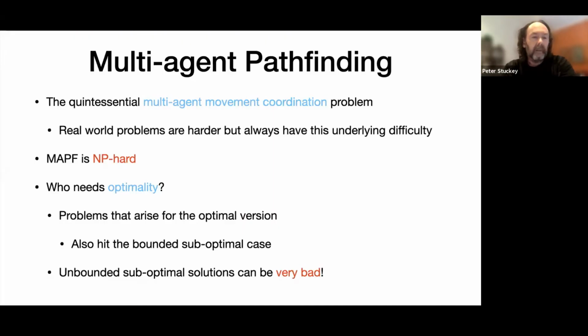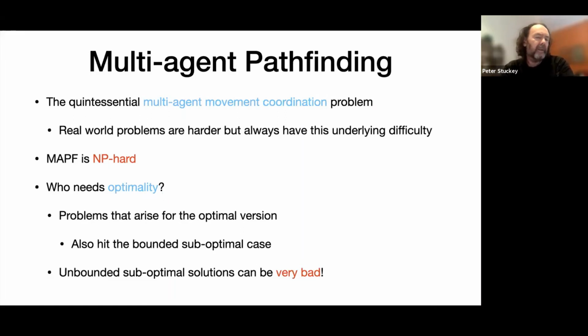Okay, and the other thing good about this problem is it's the quintessential multi-agent movement coordination problem, right? So the real world problems of real robots are harder, but they always basically have this underlying problem. And indeed, in the warehouses, they use a grid map representation to represent their robots just to plan things, because it's much easier than using arbitrary 3D, and the robots move on a grid. It's NP hard, which is not surprising since it looks like it's complex.